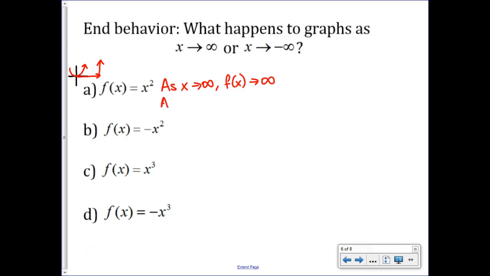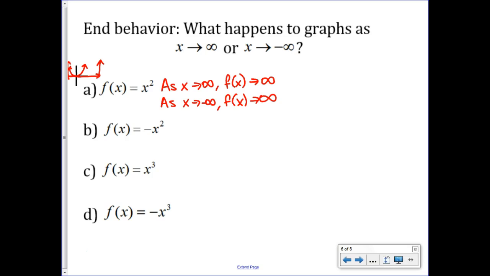Then as x approaches negative infinity, f of x approaches what? So if I look, I'm going all the way to the left, my graph is still skyrocketing up in the air. So it approaches positive infinity. All of your functions are going to be structured like this.